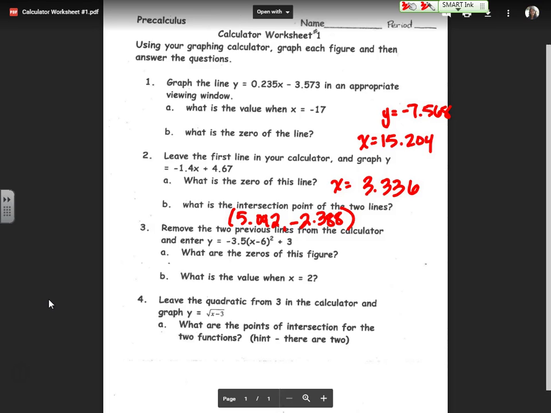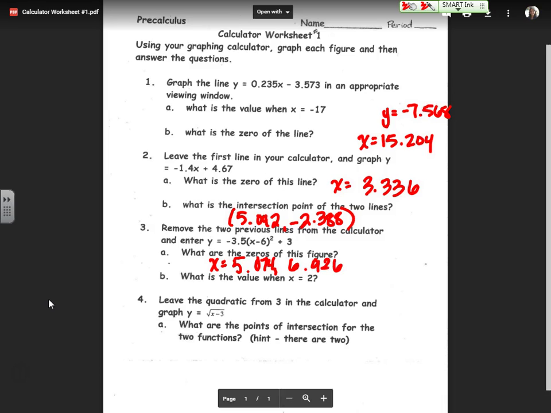Number 3, letter A. Kyle, what'd you get? 5 and 6. I agree. Anybody have some more decimal points for me, though? Keep going. 5 point what? I'm going to add a 4 on there. And how about the other one? 6 point?